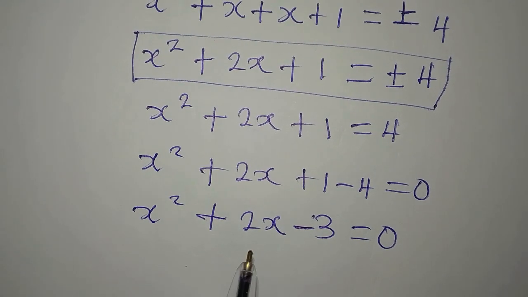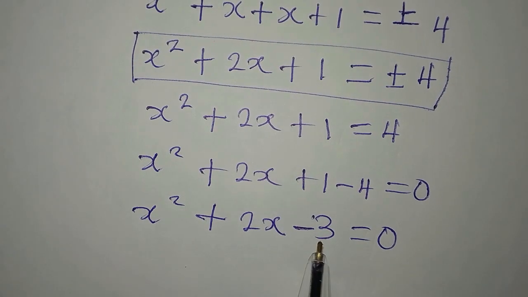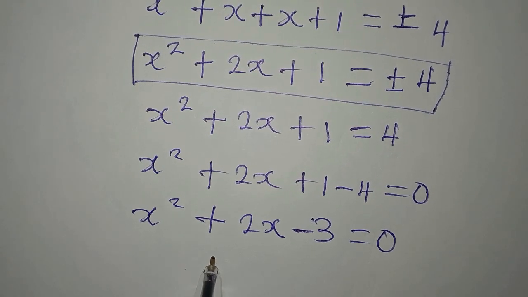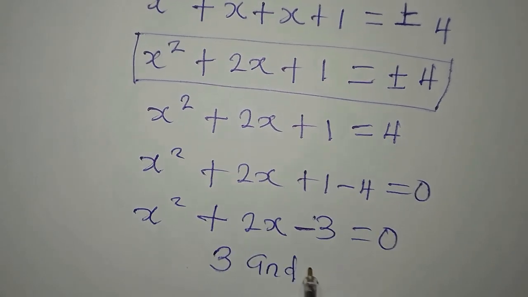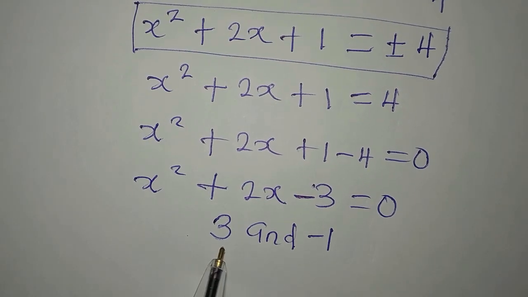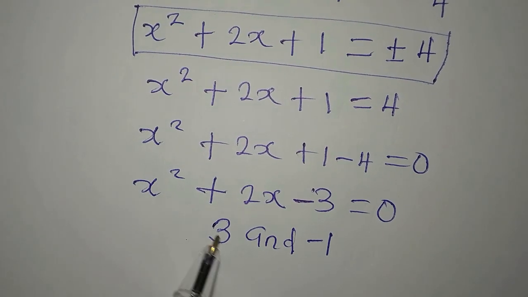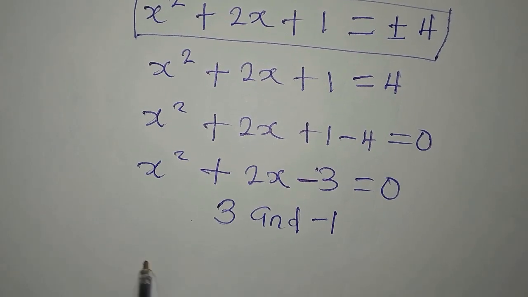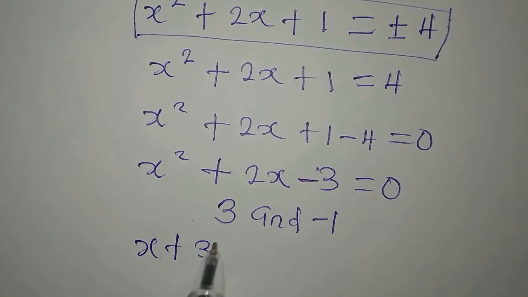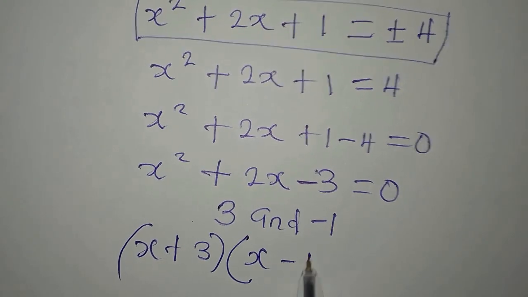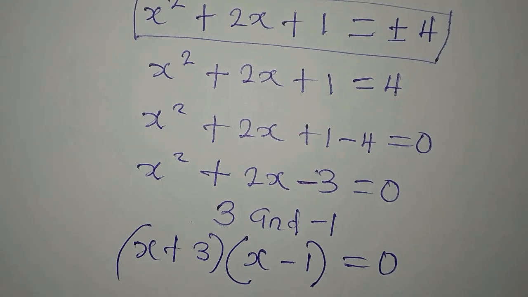Okay, I believe it is factorizable. Two numbers we multiply to get minus 3. I think we can use 3 and minus 1, because 3 times minus 1 is minus 3 and 3 minus 1 is 2. So these will be the two numbers we are going to use. Now this means that one of the factors will be x + 3, and the other factor will be x - 1. Then we equate to 0.